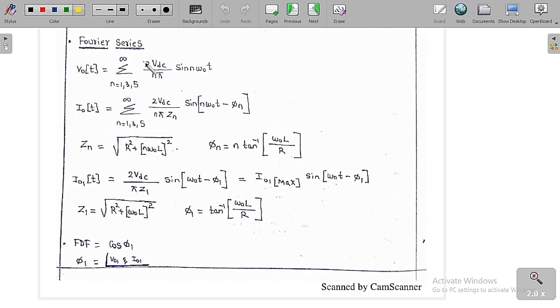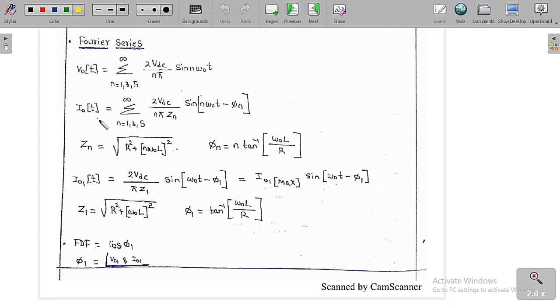Now as the output voltage is a periodic signal, we can apply the Fourier series. So output voltage is equal to sigma n equal to 1, 3, 5 up to infinity of 4 times the peak value VDC by 2 by n pi, sine of n omega naught t, where omega naught is equal to 2 pi by capital T, or simply 2 pi f naught. If you solve this, we finally get sigma n equal to 1, 3, 5 up to infinity of 2 VDC by n pi into sine of n omega naught t.